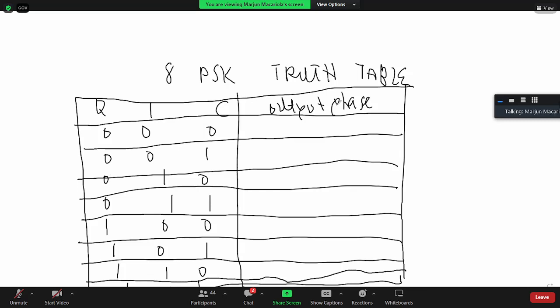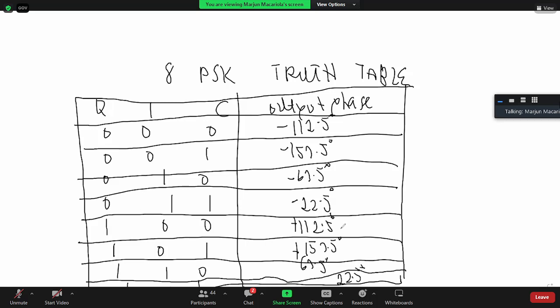So, ganyan na naman truth table. Ulitin lang natin: negative 112.5 degrees, negative 157.5 degrees, negative 67.5 degrees, negative 22.5 degrees, positive 112.5, positive 157.5 degrees, positive 67.5 degrees, then positive 22.5 degrees. Okay? So that is your truth table.